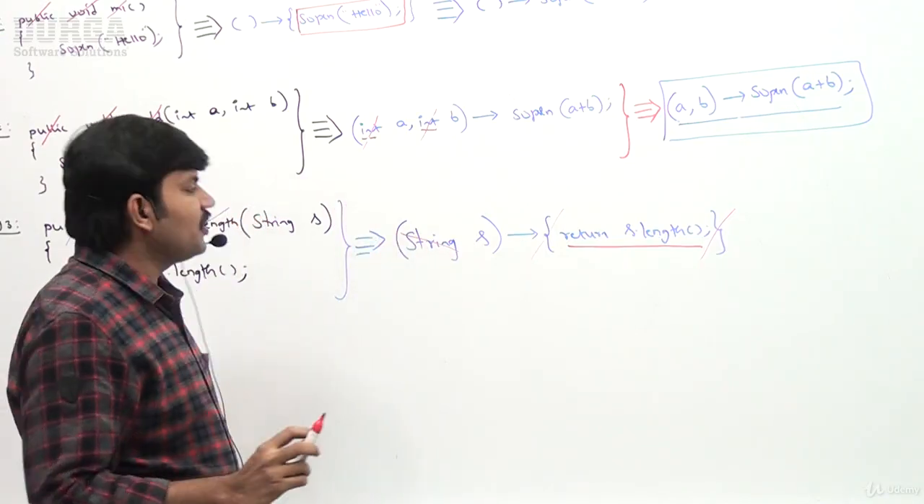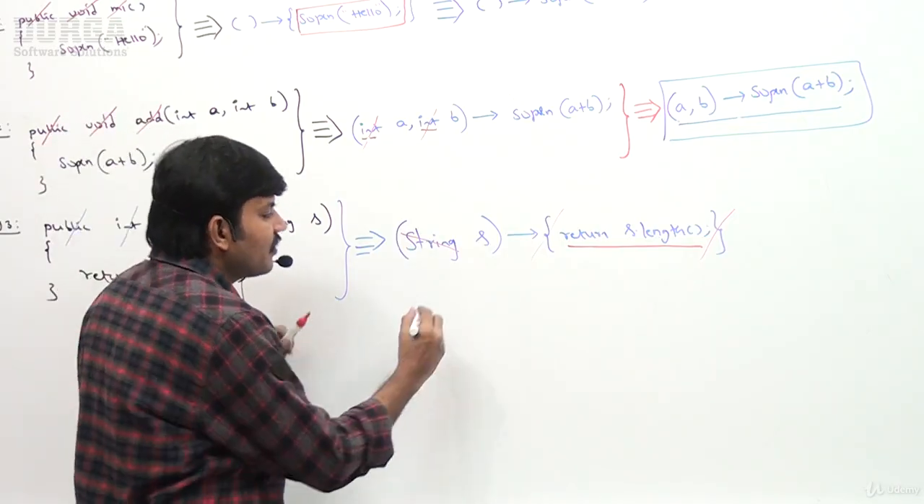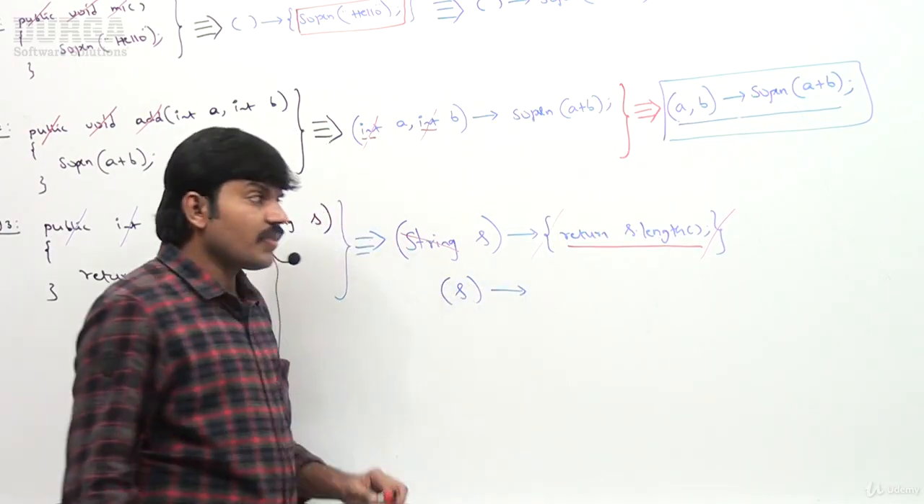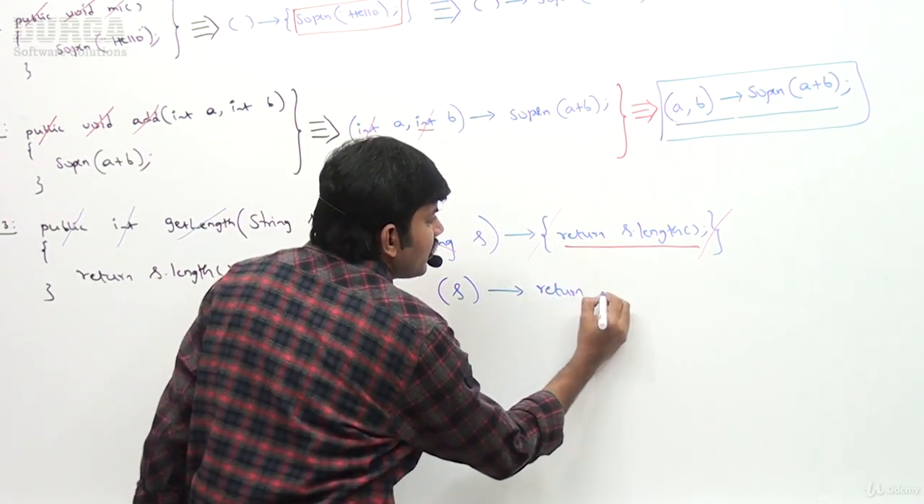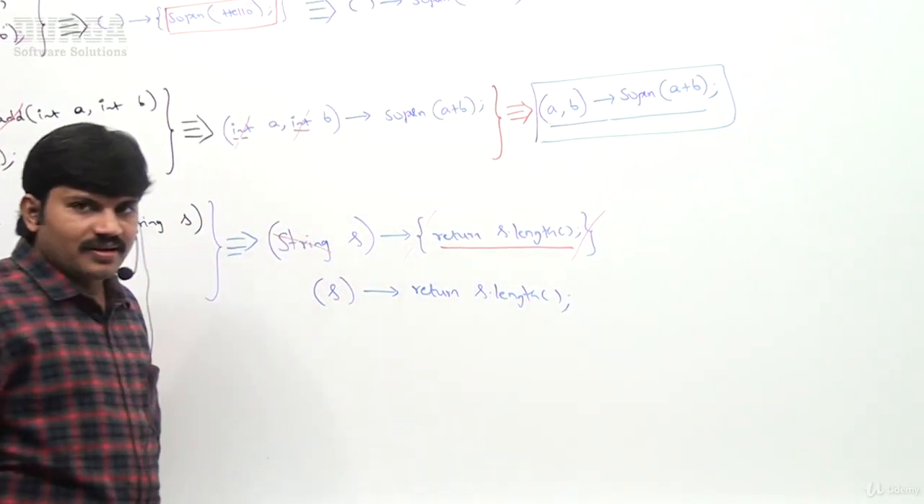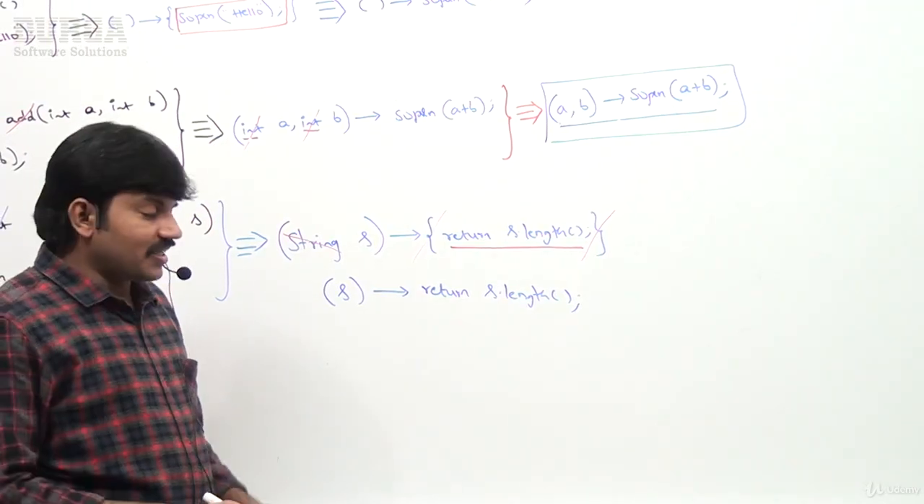Now, can you please tell how your lambda expression looks like? Sir, very simple. S gives return S dot length. Sir, further simplification, take a bit of special care.